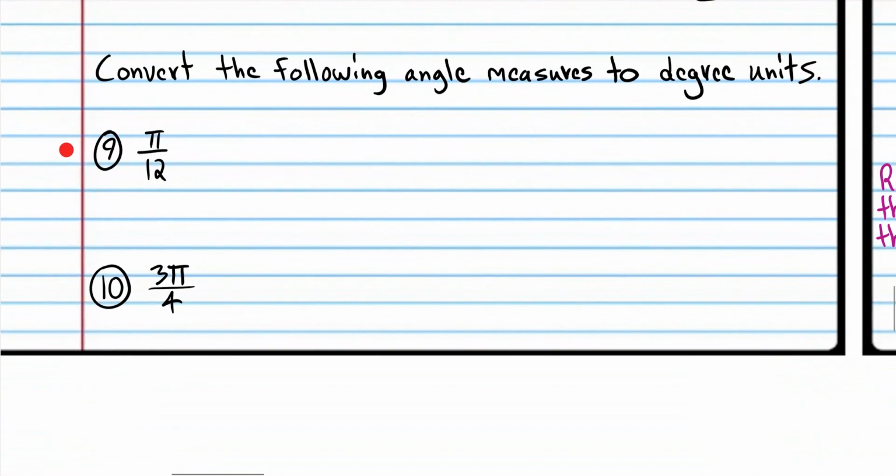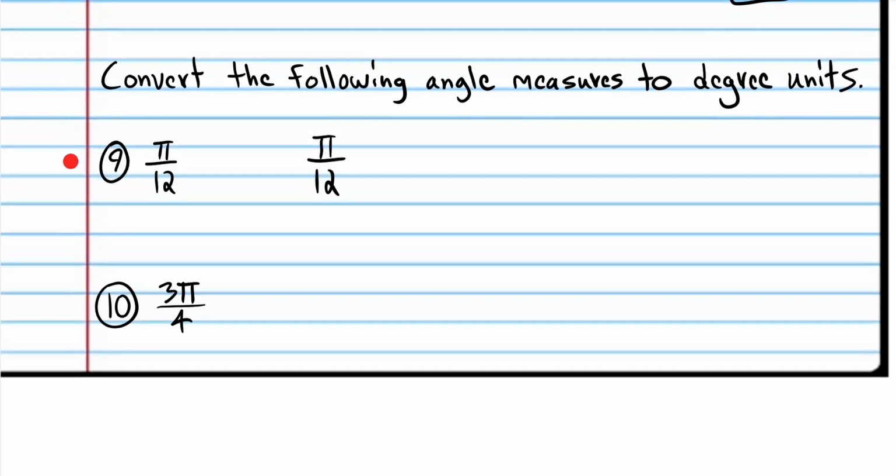So now we're going to go in the opposite direction. We're going to convert from radians to degree units. Again, notice that we don't write radians, we just write pi over 12. If there's no degree symbol, then that means we're in radians. So now, instead of multiplying by pi over 180, we're going to multiply by 180 over pi. We're flipping the conversion factor.